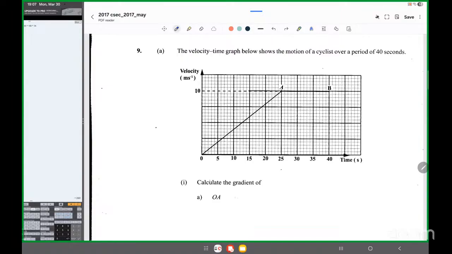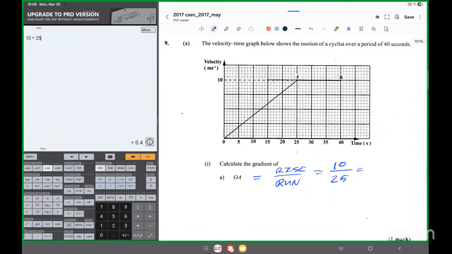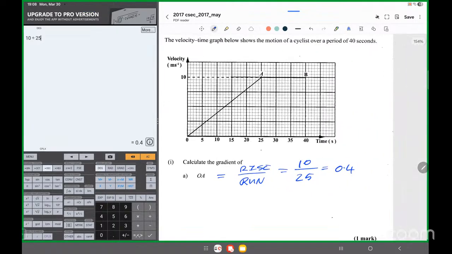The gradient is rise over run. The rise is 10 over the run is 25. 10 over 25 is 0.4. So it's 0.4, you have to write meters per second squared.